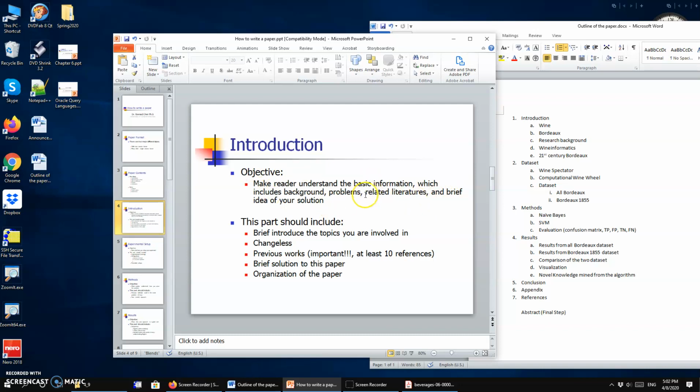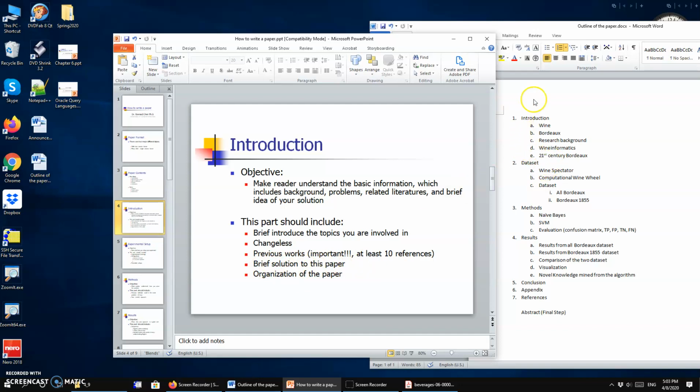Probably the most important section among all, so that people would want to read it, would have some understandings of what the things that you are talking about. So the part should include a brief introduction of your topics that you are involved in, what are the challenges, and then what's the previous work that has been done, brief solution to the paper, organization of the paper.